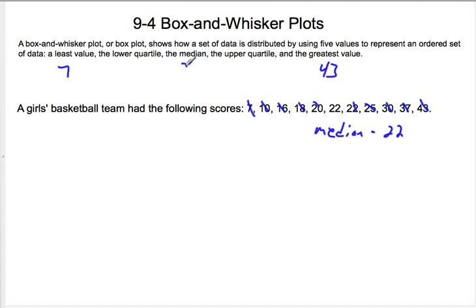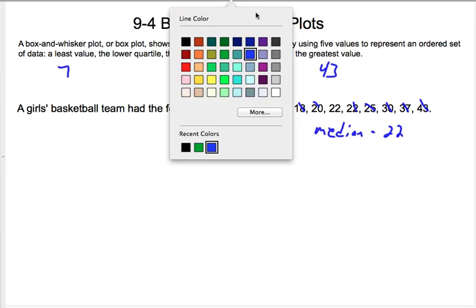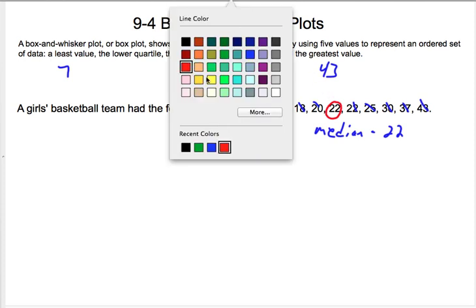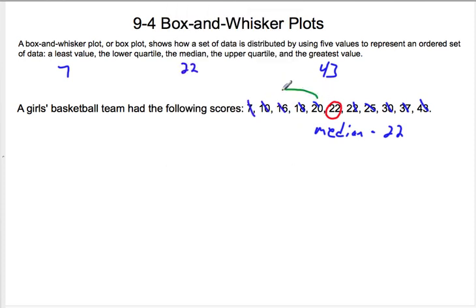The median was 22. And now we've got to figure out what the lower quartile and the upper quartile are. The lower quartile is just a fancy way of saying the median of the lower half of the data. So you do not include the actual median in this. I'm going to circle the one that was the median. That was this one. Now when we look at this half of the data here, we need to figure out what the median of that is.